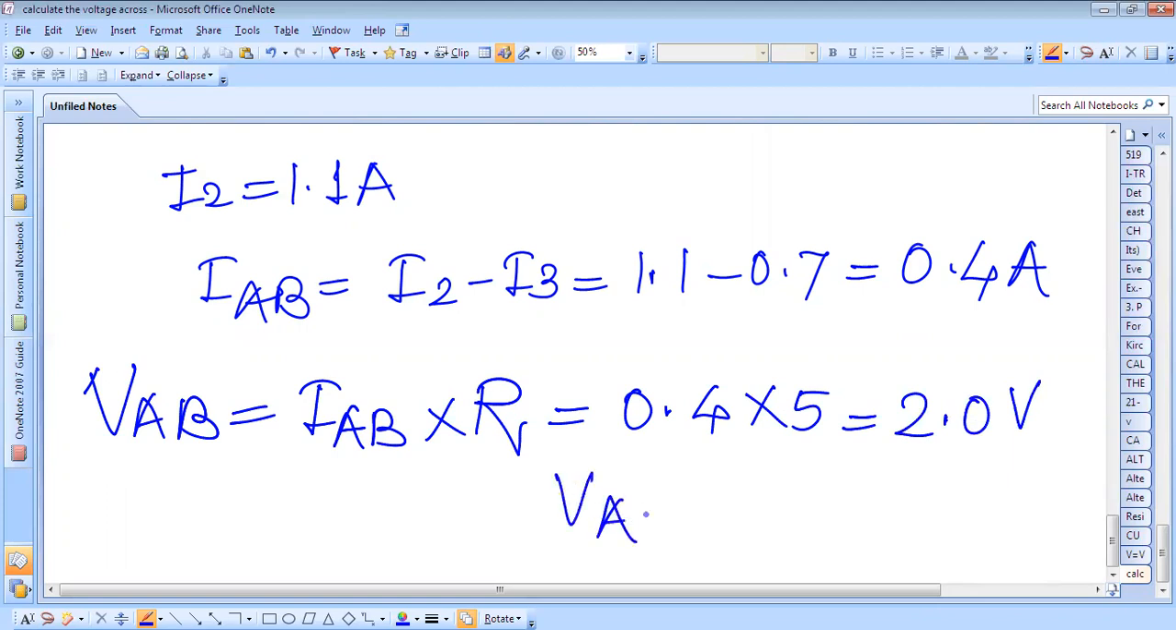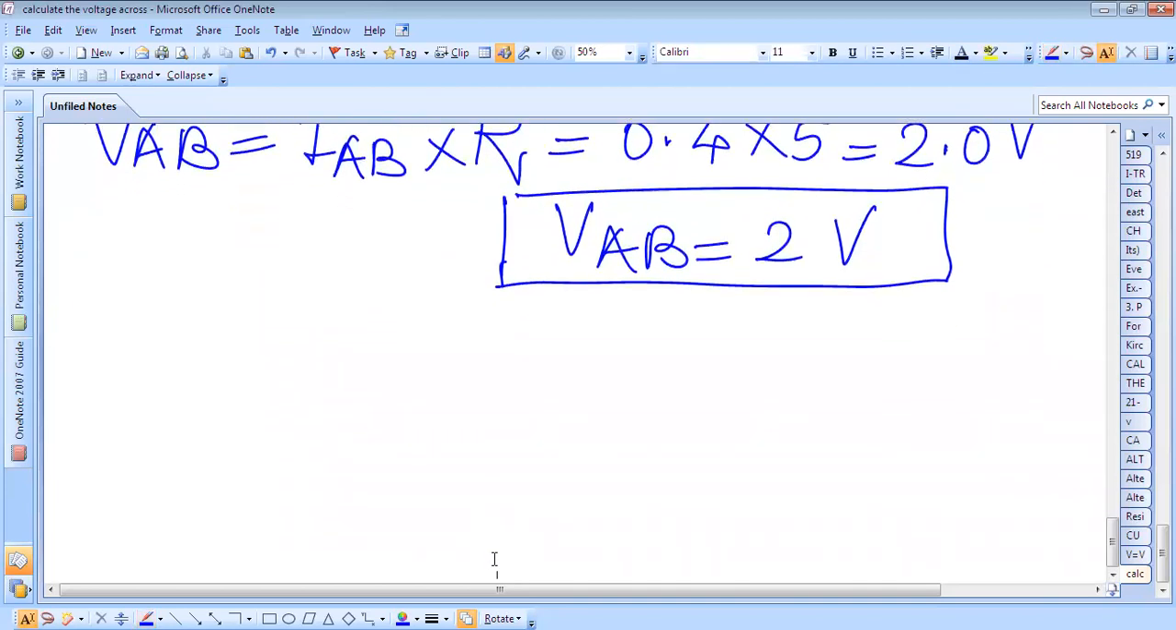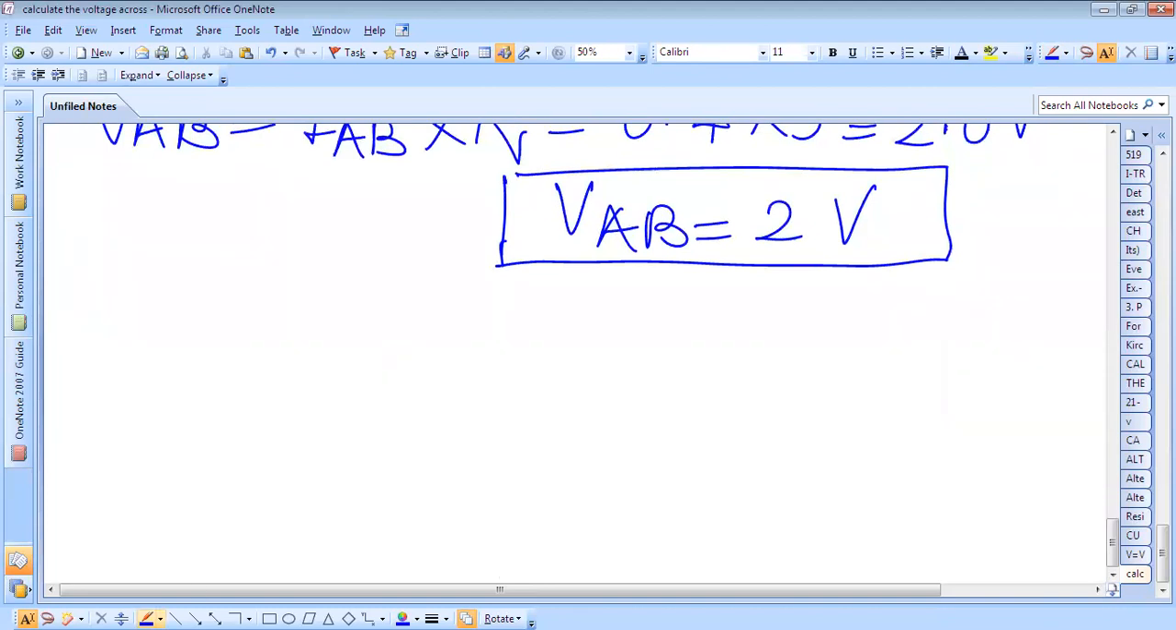So what is the voltage across AB? It is 2 volts. So this is how we can find the voltage across any branch by using Kirchhoff's laws. It may be Kirchhoff's voltage law or Kirchhoff's current law, depending upon which one is suitable for the simplification.